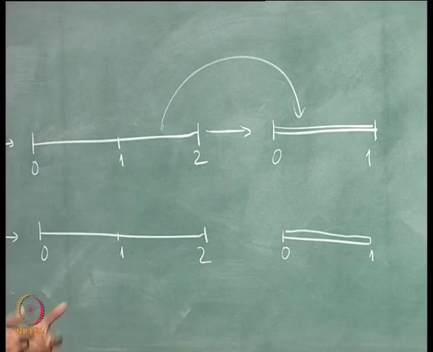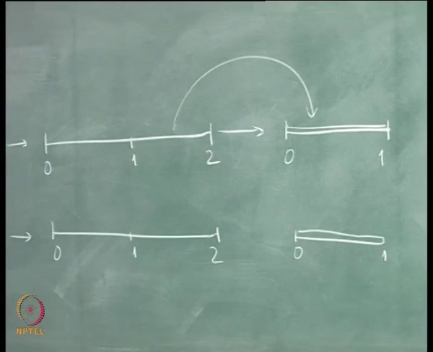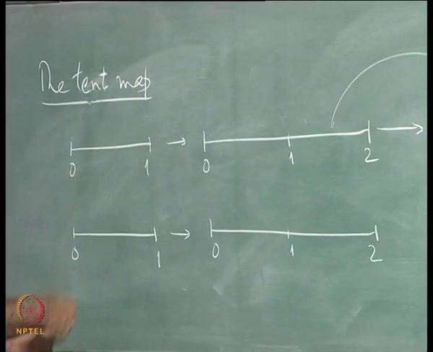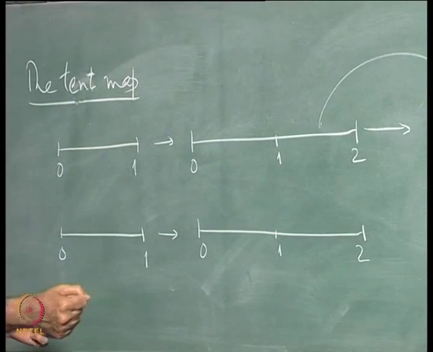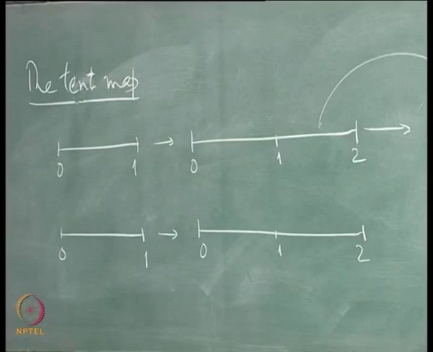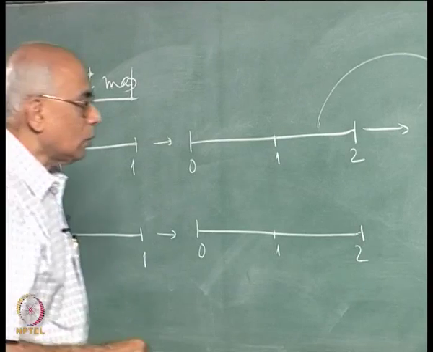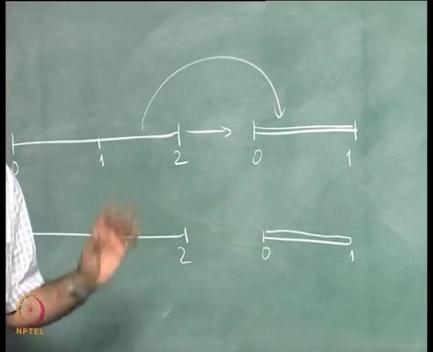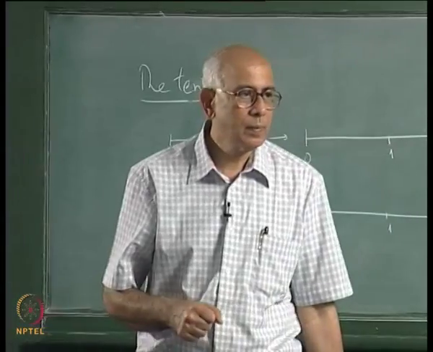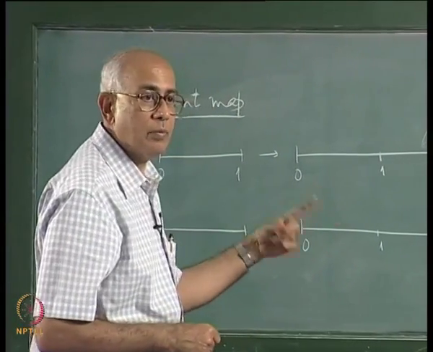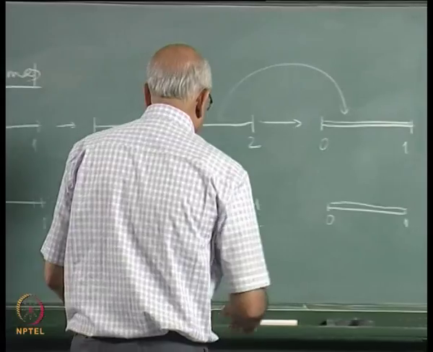So you can do it in many ways in phase space. You do the stretching and then you are cutting and pasting, cutting and putting it back, or you stretch it and bend it back in this fashion. So these are typical mechanisms by which chaotic attractors are produced. We will see some more examples of this in higher dimensions.